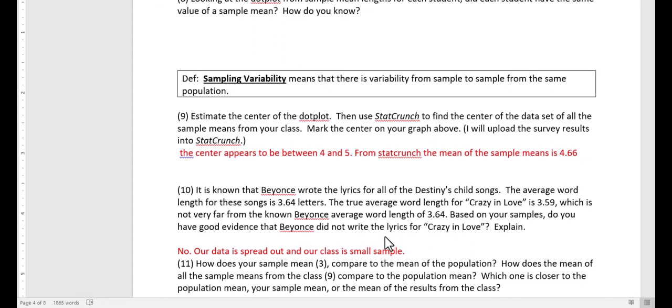Based on your samples, do you have good evidence that Beyonce did not write the lyrics? No, right? Our data is spread out and our class is a small sample, so we do not have enough evidence to say she didn't write the lyrics.